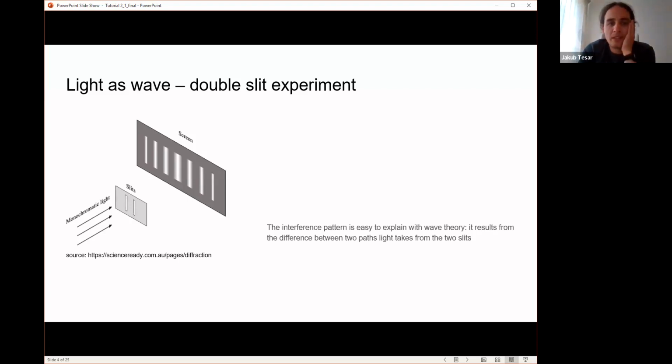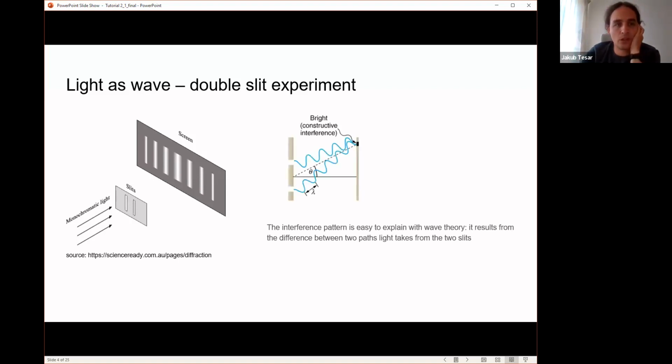It's simply because these interference patterns, these changes between dark and bright regions, are easy to explain with the wave theory of light. The idea is that this pattern is a result of the difference between the two paths light takes from the two slits. So if I look closer at the situation, close to these slits, we can see the slits here. And in theory, if we accept the wave theory of light, then these two slits will become the sources of the light.